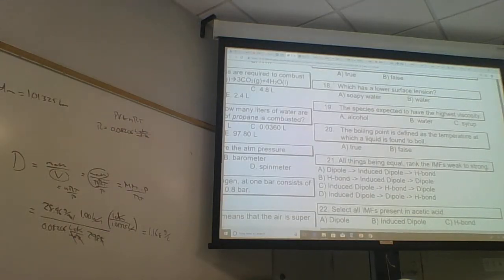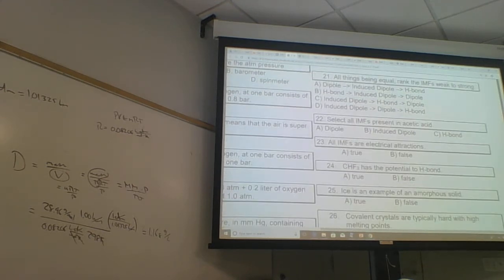The boiling point is defined as the temperature at which the liquid is found to boil. That's true. It's not the most comprehensive definition, but satisfactory. All things being equal, rank the IMFs weak to strong. Which one? D. 22. Select all IMFs present in acetic acid. H bonds, yes.